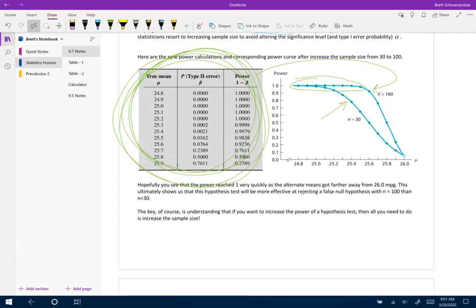It says, hopefully you see that the power reached 1 very quickly as the alternative means got farther away from 26. This ultimately shows us that the hypothesis test will be more effective at rejecting a false null hypothesis with n equal to 100 than n equal to 30. So the key, again, is that increasing the power of the hypothesis test is all about increasing the sample size.